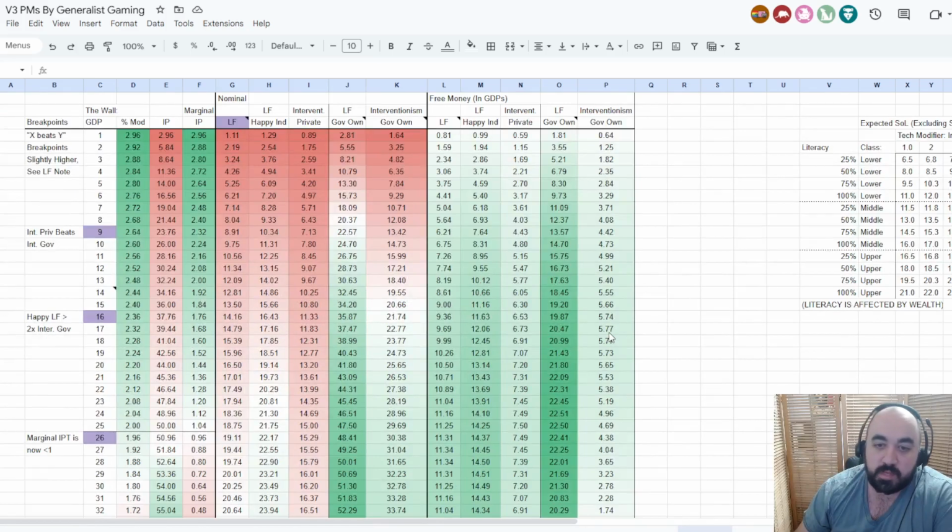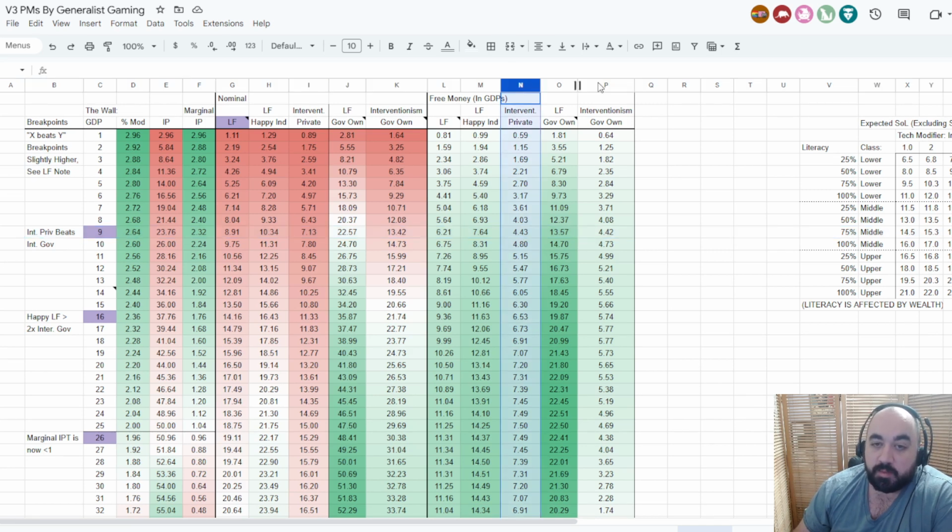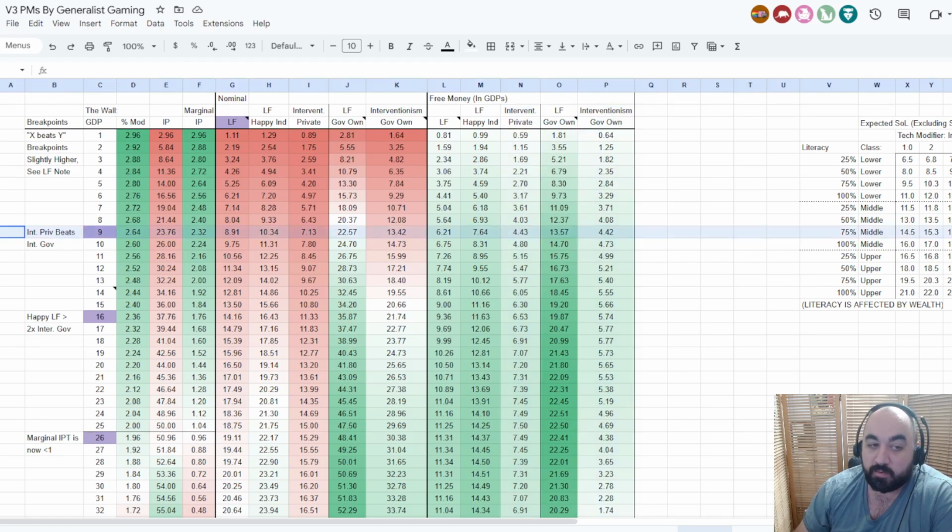So we see here in particular, if you are on interventionism, it is at 9 million GDP-ish. We updated this. We had it at 8 before, but when we updated the calculation a little bit, it did change to 9. And 9 million GDP is when we have interventionism with private ownership beating out interventionism with government ownership in terms of free money created.